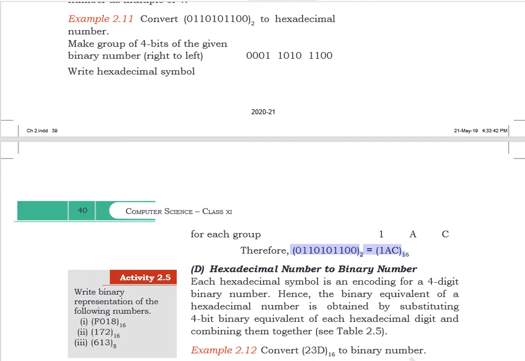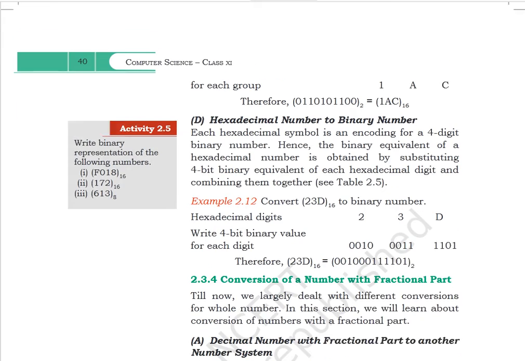I repeat that this base value is very important when we are converting any number from a given number system to another number system. We have to mention the base value there, otherwise it will be meaningless when we are studying number systems. We cannot understand which number system it belongs to, right? So always write down the base value when we are doing any conversion.